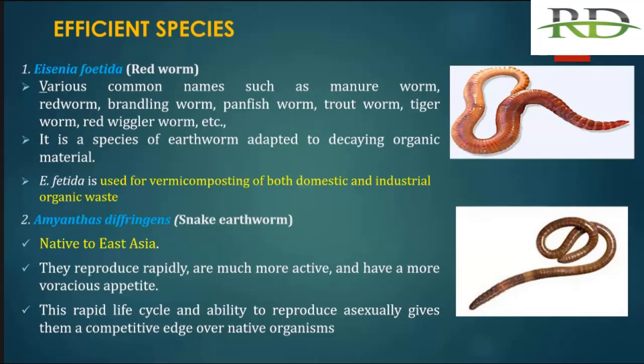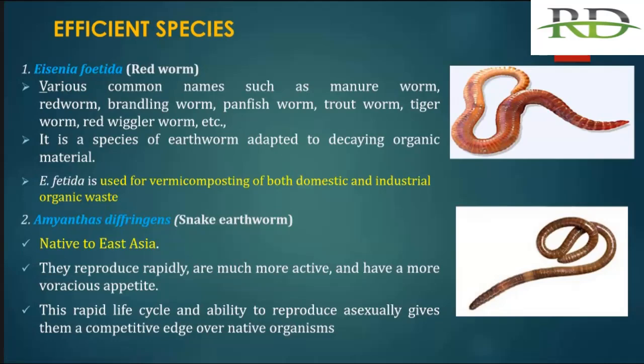Then the next one is Amynthas diffringens. This is native to East Asia. You can say this is a snake earthworm, which is the longest earthworm. It is much more active and has a more voracious appetite. This rapid life cycle and ability to reproduce asexually gives them a competitive edge over native organisms.